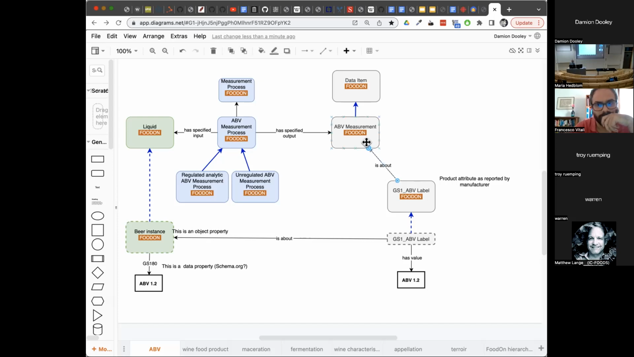Damion, can you fix your GS1 ABV down in the bottom left? Right. Okay, we have some lurkers that are being quiet. Would anybody else like to jump in and make some rash comments?